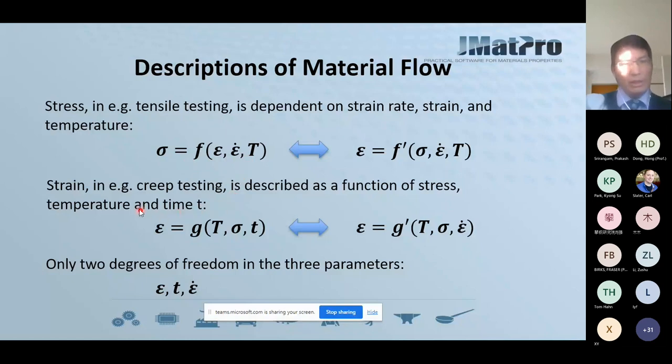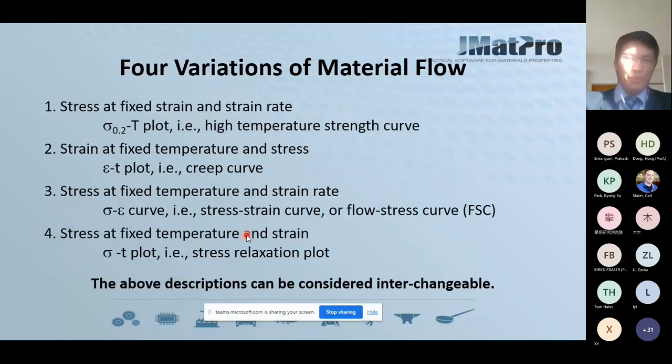In another form, let's say creep testing, that's another form of materials flow, we are describing strain as a function of temperature, stress, and time. Mind you, between strain, time, and strain rate, there are only two independent variables. So essentially, these two are just different forms of those kinds of correlations. And if you think about those four independent variables, if you fix two of them, you can get four variations of materials flow.